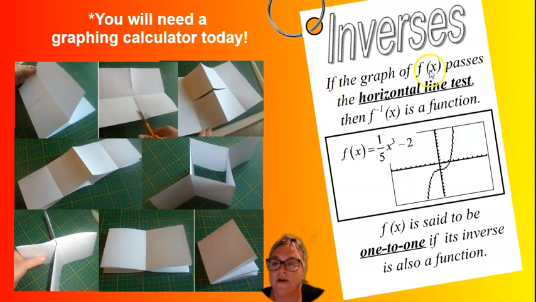So if the graph of f of x passes the horizontal line test, then f inverse of x is a function. So in our example, f of x is 1/5 x cubed minus 2, and it graphs this wiggle through the y-axis at -2. Then it passes the vertical line test, which makes it a function. It passes the horizontal line test, which means its inverse will also be a function. And f of x is said to be 1-to-1 if its inverse is also a function.